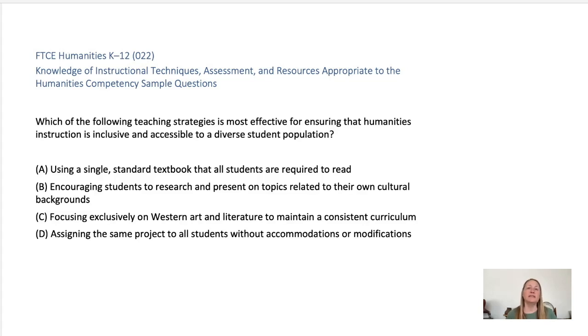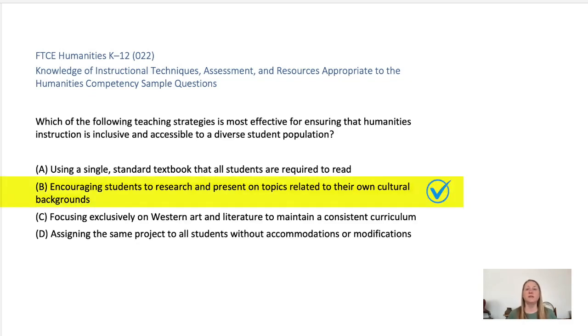A, using a standard textbook is incorrect. This limits perspectives and doesn't reflect the diverse backgrounds of students. C, focusing only on Western art and literature is incorrect. This excludes other cultures and viewpoints, which can make many students feel unseen or disconnected. D, assigning the same project without accommodations is incorrect. Not all students learn the same way. Without flexibility, some may struggle or be left out.